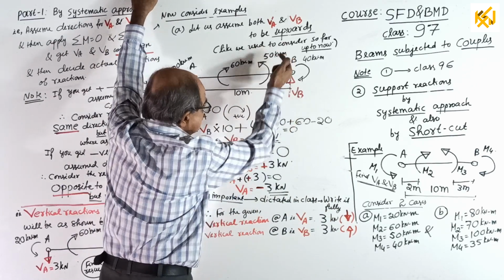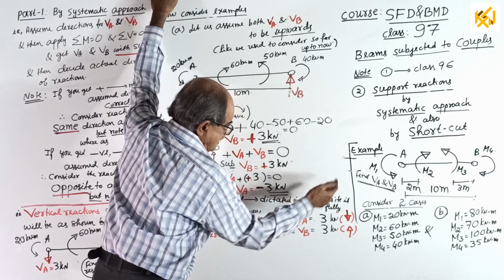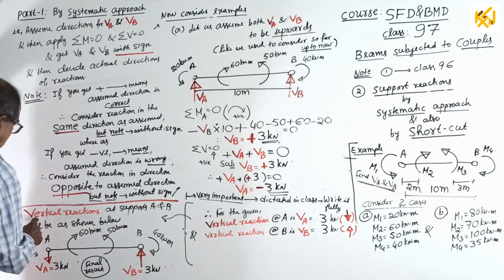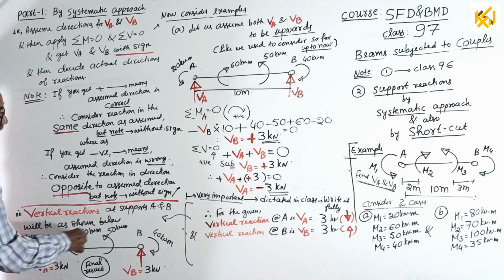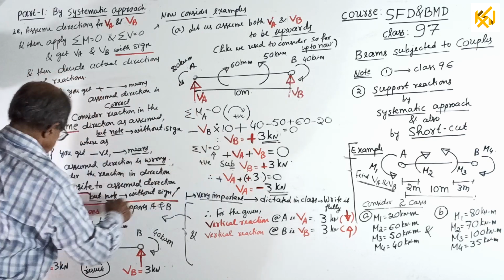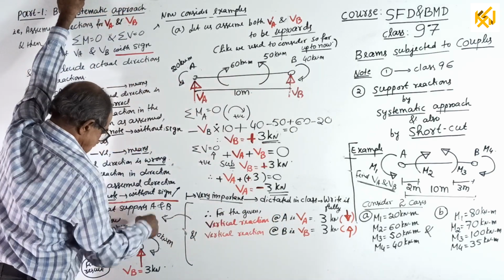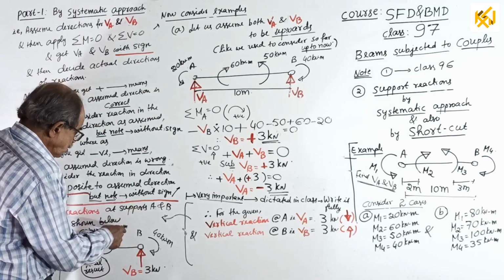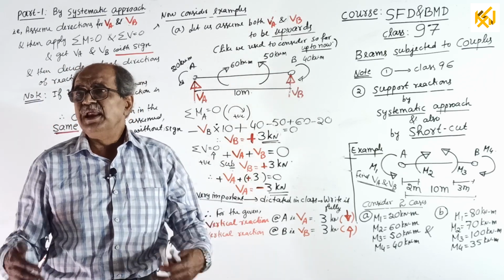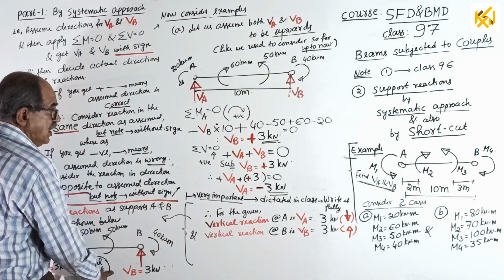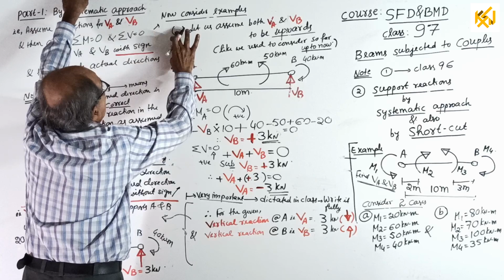VB we assumed upwards, we got plus, therefore assumed direction is correct, VB equal to 3 kilonewton upward. Now, lastly, entry. Therefore, vertical reactions at supports A and B will be as shown below. VA, up assumed, negative came, down 3 kilonewton. VB, up assumed, positive came, up 3 kilonewton. Now you can use this diagram for any further calculation like SFD, BMD, or deflection, or any purpose. This is the final result for today's class. Over. Now, immediately go for B. I'll change here only, B.